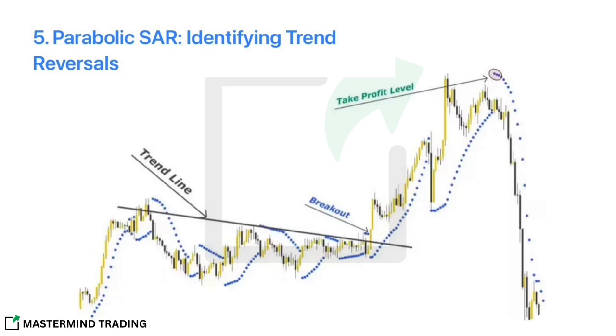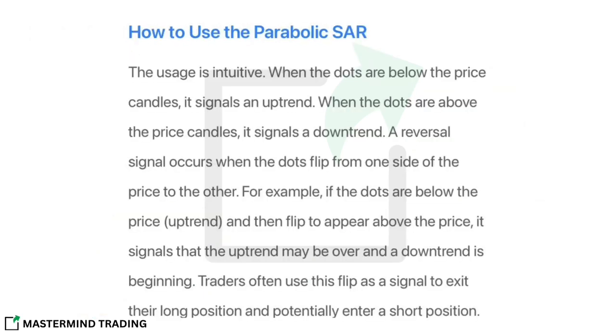The Parabolic SAR indicator is quite a straightforward indicator that is used to identify trend reversals, basically. Now, when the dotted line in the parabolic SAR indicator is below the price on the chart, then it usually identifies that the market is in an uptrend. Meanwhile, when the dotted lines are above the price on the chart, it usually identifies that price is in a downtrend. Meanwhile, when the dotted lines cross over from one side onto another, it will usually indicate a reversal of trend in the market.